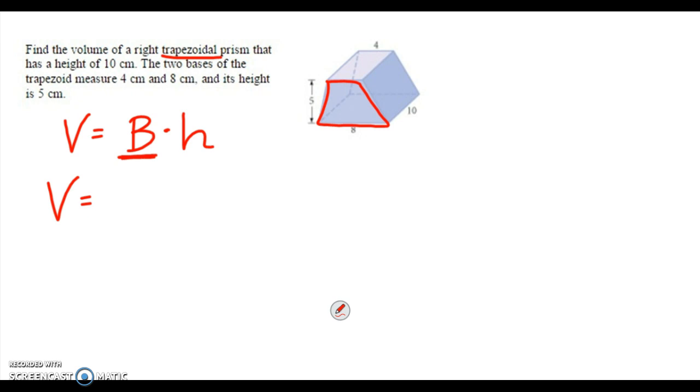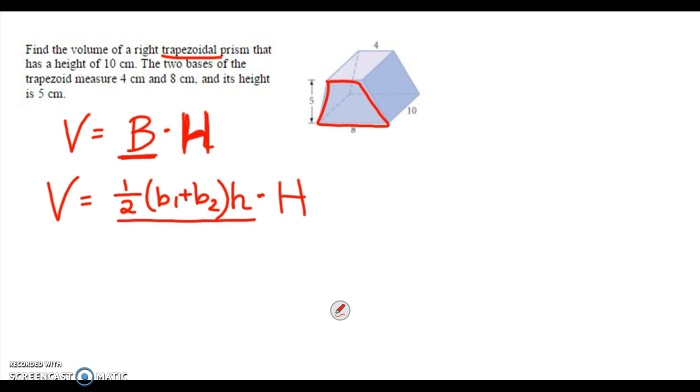Okay, and if you remember, it was 1/2 base 1 plus base 2 times the height. And then we're also, I should capitalize this H for capital H for our solids, times the height of the solid. Okay, so all I did was replace B with the area of a trapezoid formula.